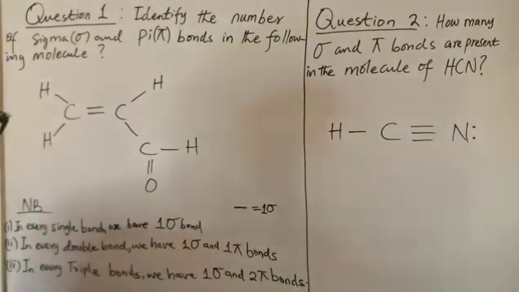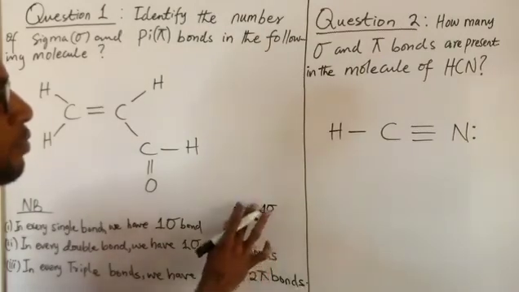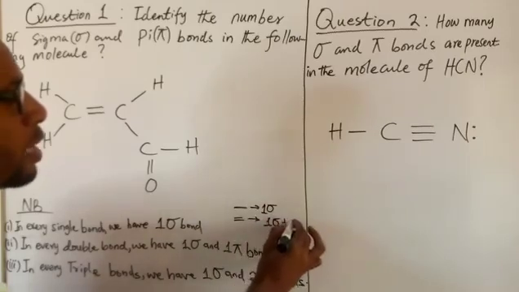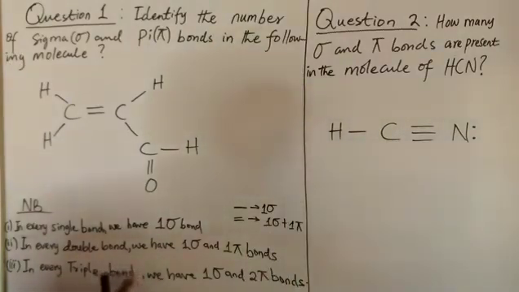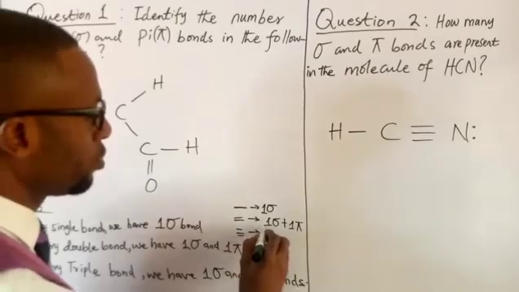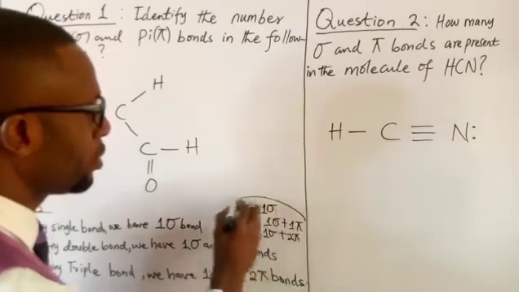Okay? I said that in every double bond, we have 1 sigma bond and 1 pi bond. So if we have a double bond, we're expecting to have 1 sigma bond and 1 pi bond. Good. So in every triple bond, we have 1 sigma and 2 pi bonds. So when we have triple bonds, we're expected to know that we have 1 sigma bond and we equally have 2 pi bonds. This is very important.